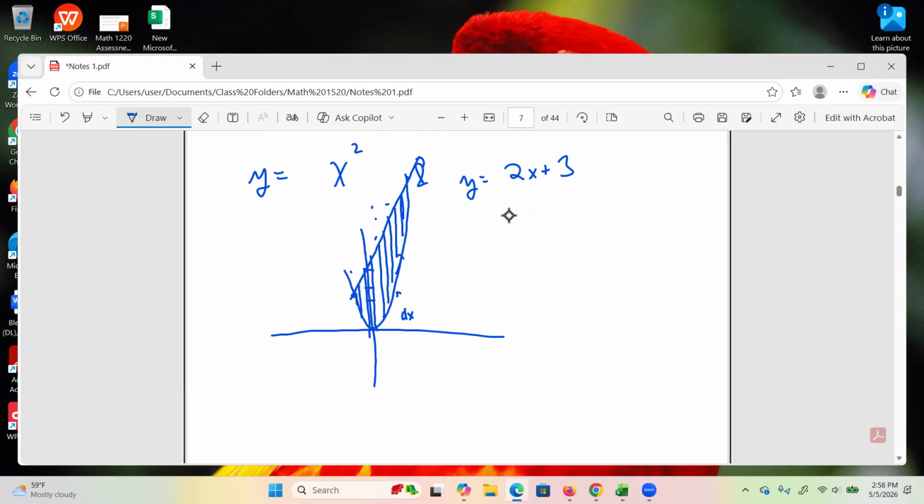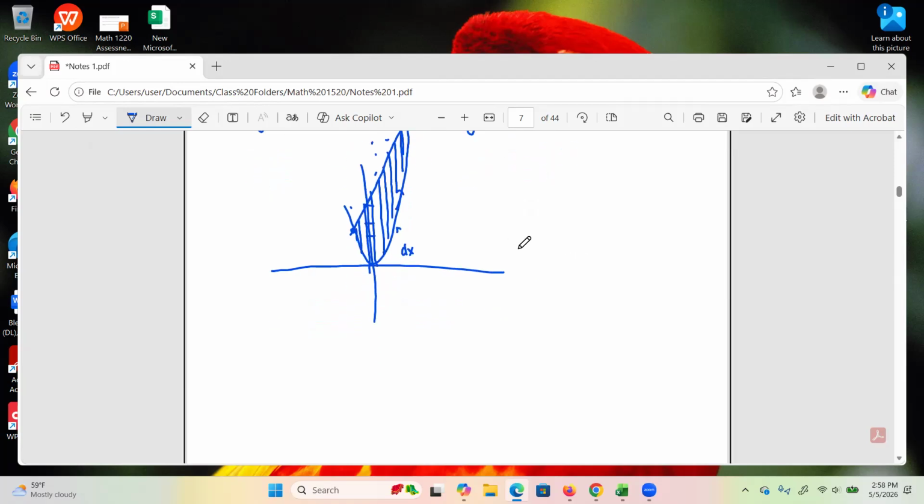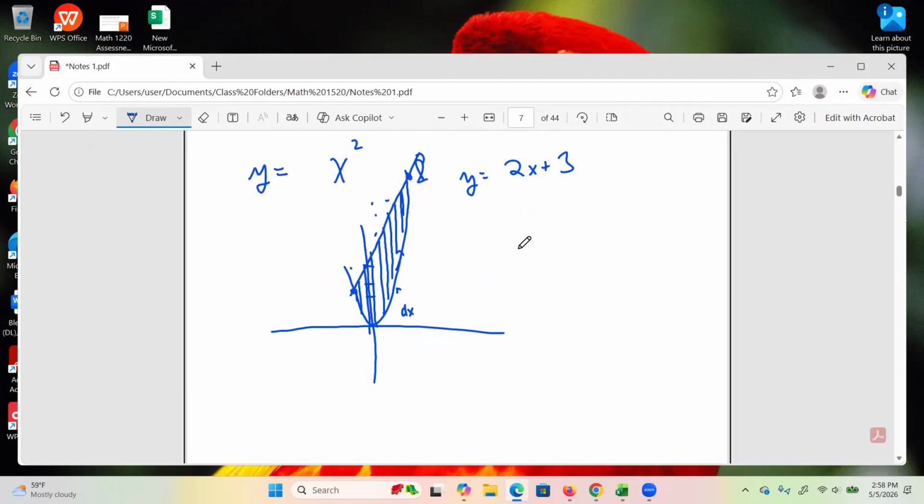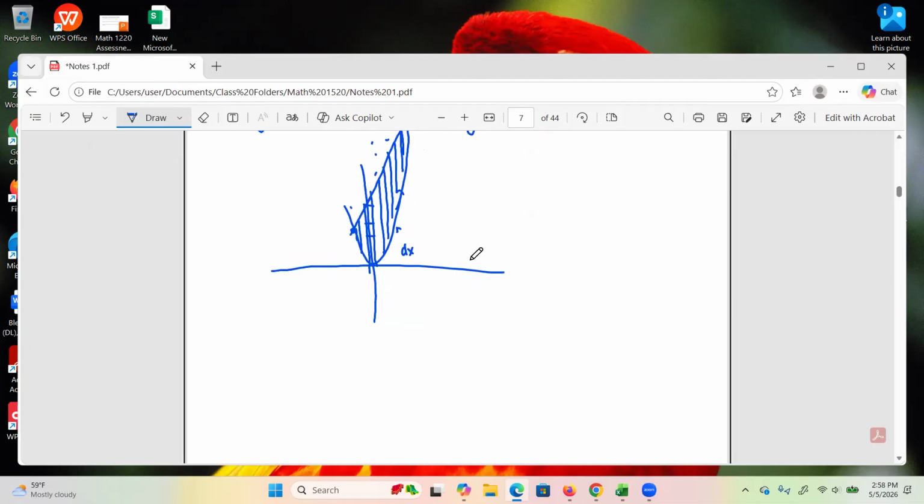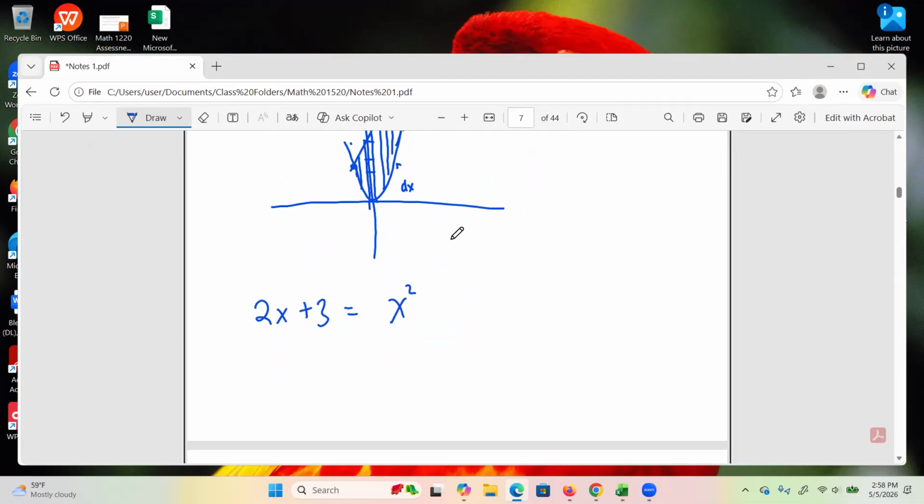Notice in this problem, they didn't tell you to go from a to b or anything like that. Sometimes they do, sometimes they don't, and in this one they didn't. So we have to figure out where these two curves intersect. How do we figure out when two curves intersect? Well, we set them equal to each other. So we could say 2x plus 3 equals x squared, and we can start solving this.